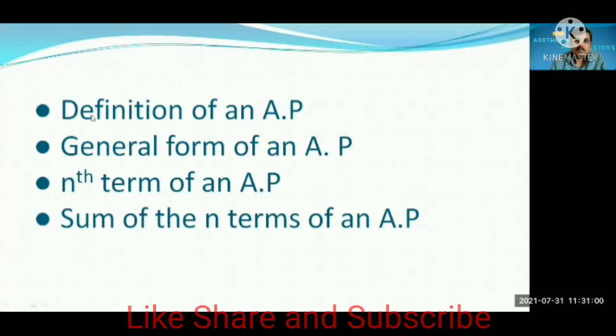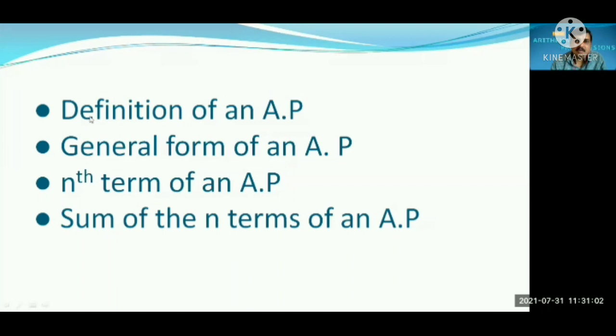In this chapter, we are going to discuss the definition of an AP, then the general form of an AP, then the nth term of an AP, then the sum of the nth term of an AP. So in that, mainly, first we will discuss what is arithmetic progression.